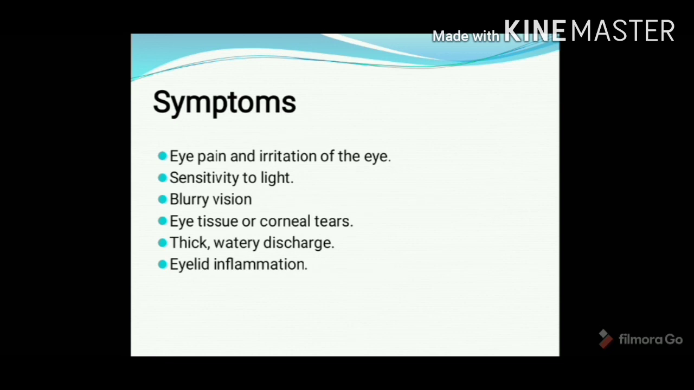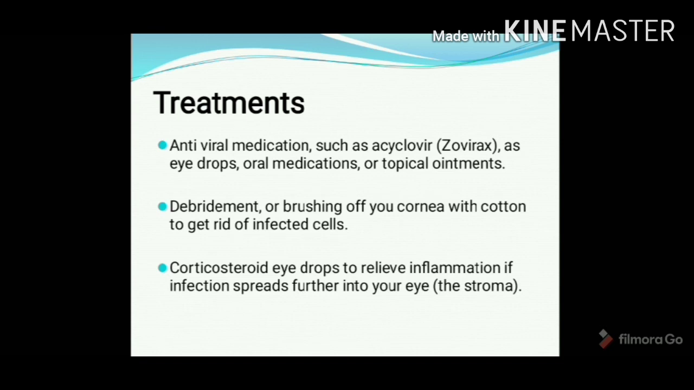So, here's the symptoms of ocular herpes: eye pain and irritation of the eye, sensitivity to light, blurry vision, eye tissue or corneal tears, thick watery discharge, eyelid inflammation. So, the treatments, for the first point, antiviral medication such as acyclovir or Sovirax, as eye drops, oral medications, or topical ointments.